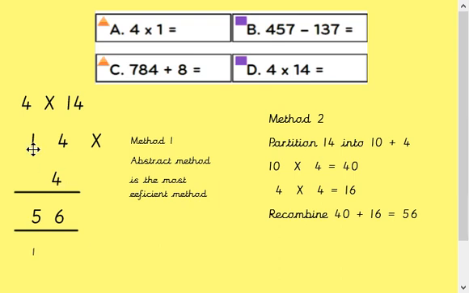And then secondly, 4 times 1 would be 4, plus the 1 that you'd carried will equal 5, giving you an answer of 56. Method 2 we've talked about before, and it's using partitioning. What we would suggest here, if you're going to partition, is to partition the 14 into 10 and 4. I would then say 10 times 4 would be 40, and 4 times 4 would be 16. Last thing you need to do then with this method is recombine the numbers. So 40 plus 16 would equal 56.